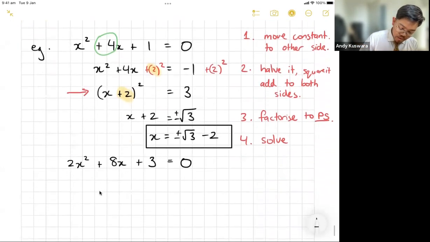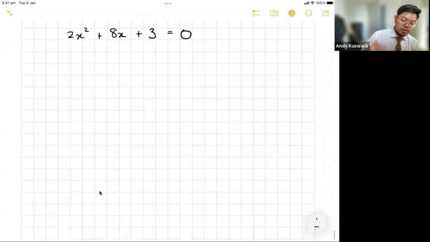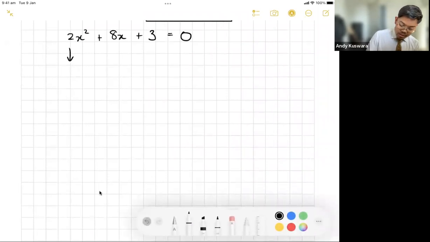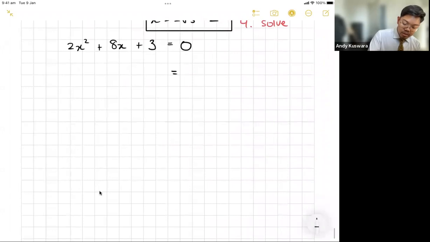Okay. Again, we're going to try it again for this one here. The only difference is it needs to be monic. So that means that 2 is not going to fly. So what I need to do is, let's go bit by bit. The first thing I'm going to do is move the constant over. So I've got 2x squared plus 8x. I'm going to leave a slight gap. And now what I'm going to do is I'm going to divide everything through by 2.